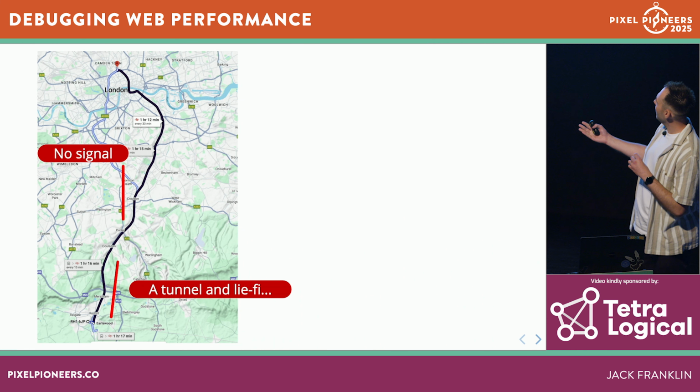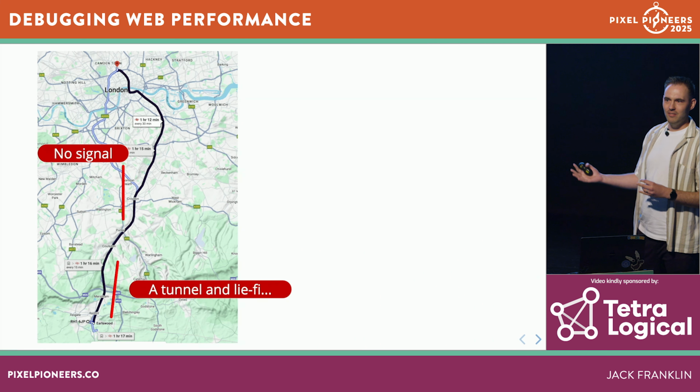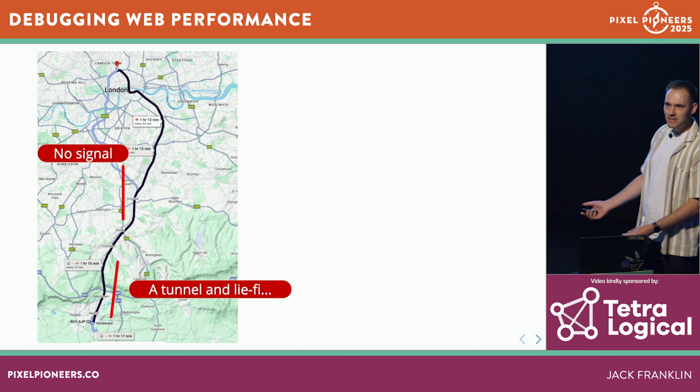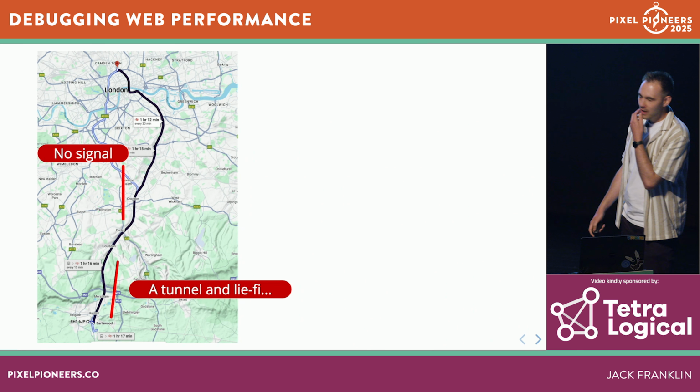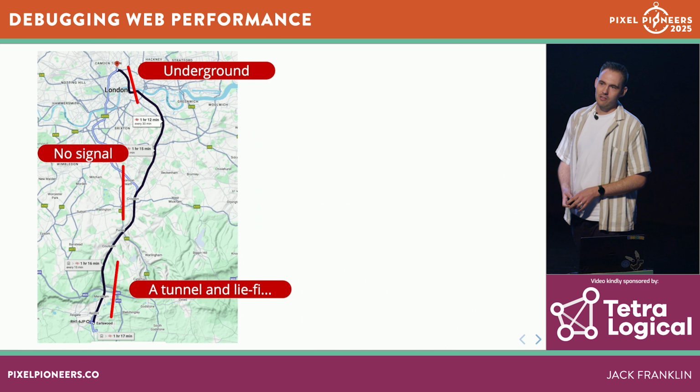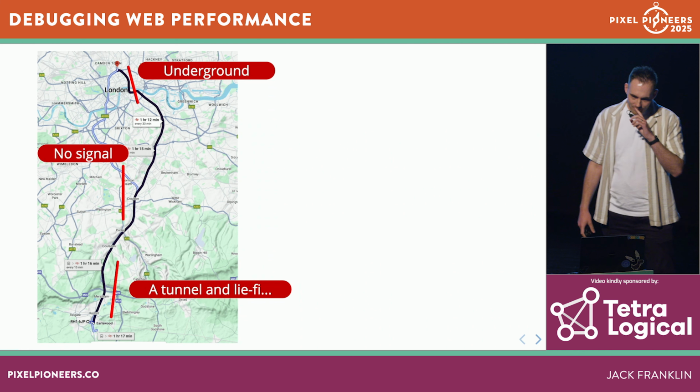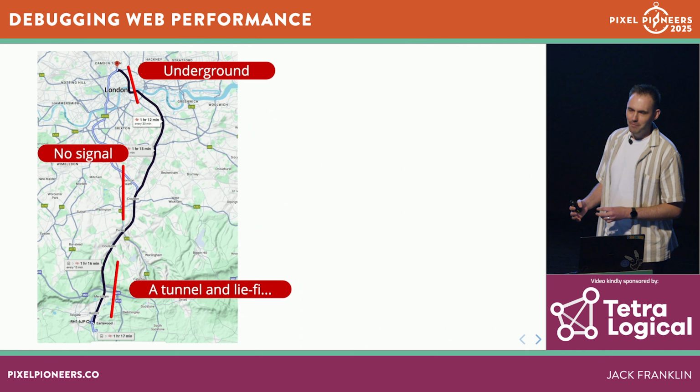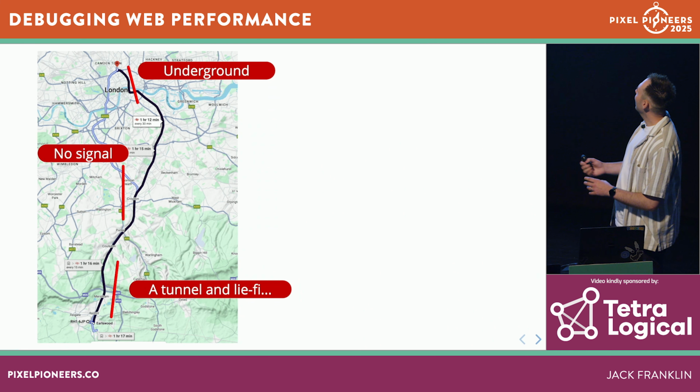There's just no signal here going through Croydon, which is actually quite a big populated area. There should be signal. There just is none. I don't know why. And then obviously, as you approach London, you go underground, and then all hope is lost. Not just because you're approaching London, just to be clear.